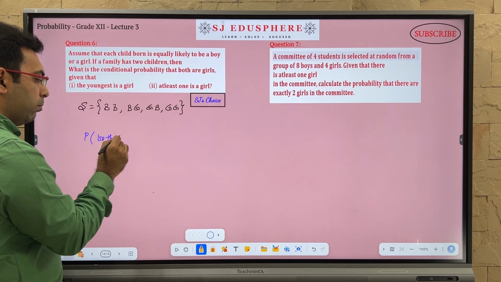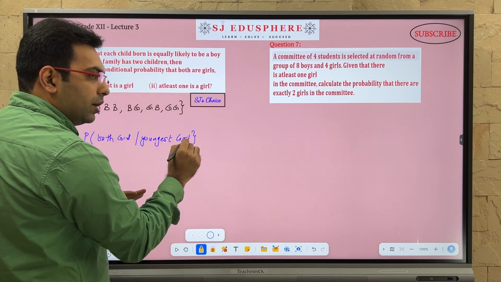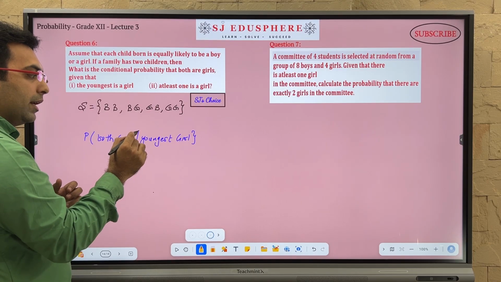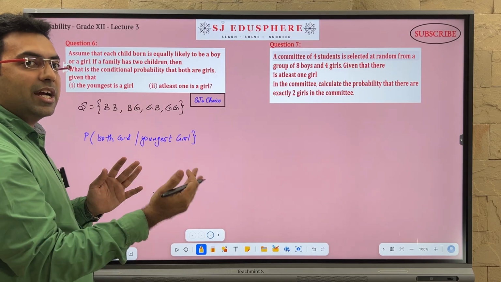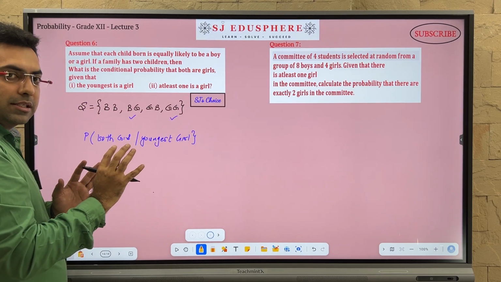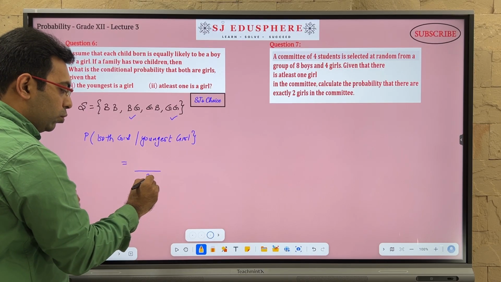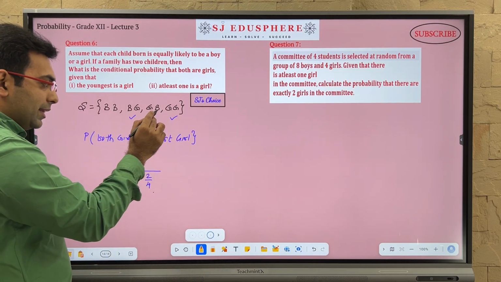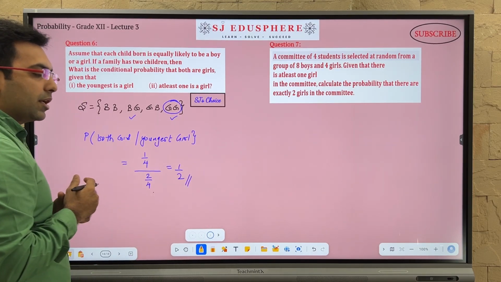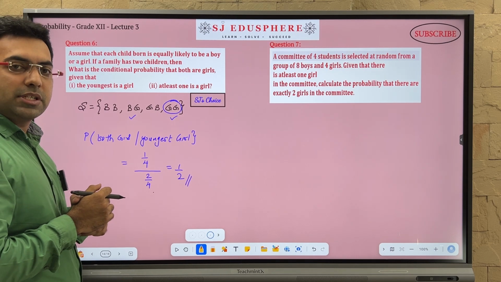So probability both girls given youngest child is a girl. I'm assuming the first written is the eldest child and then the youngest child. Youngest child means the second child is a girl, which happens where? Which happens here and here only. I do not have to look at the four parts. I only have to look at the part where the youngest child is a girl. That is happening in 2 out of 4 cases. And in this, both are girls is 1 out of 4 cases. And hence my answer is 1 by 2. So if the youngest child is a girl, the probability that both are girls is 50% chance.